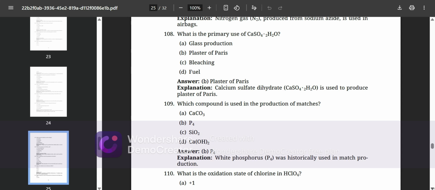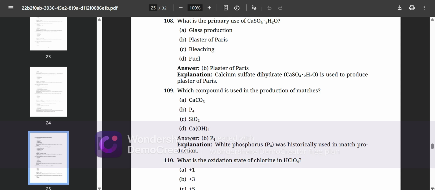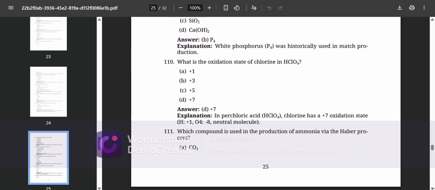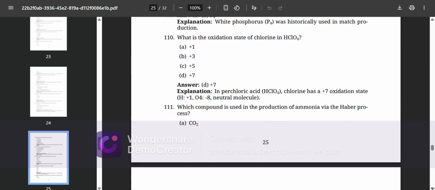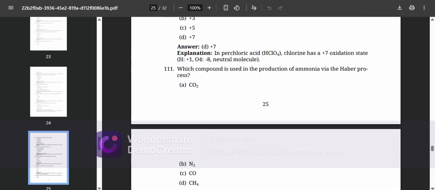Which compound is used in the production of matches? P4. White phosphorus P4 was historically used in match production. What is the oxidation state of chlorine in HClO4? +7. In perchloric acid HClO4, chlorine has a +7 oxidation state: +1 for hydrogen and -8 for O4, giving a neutral molecule.